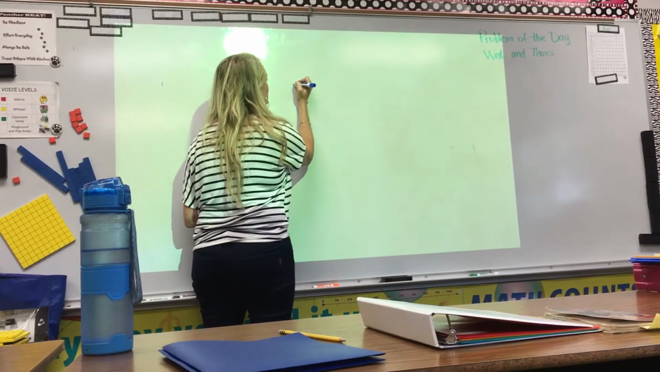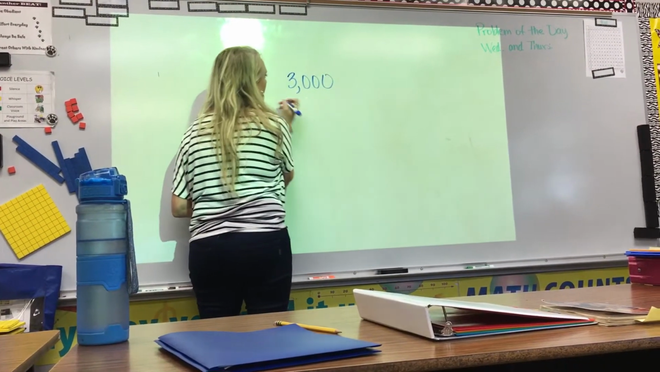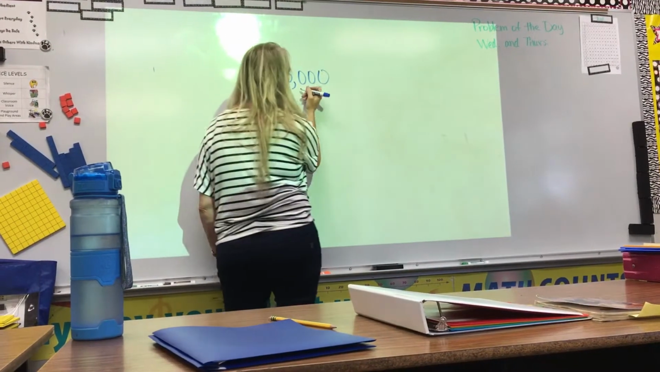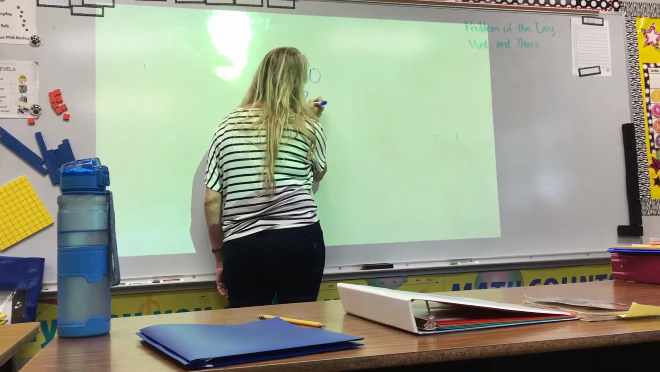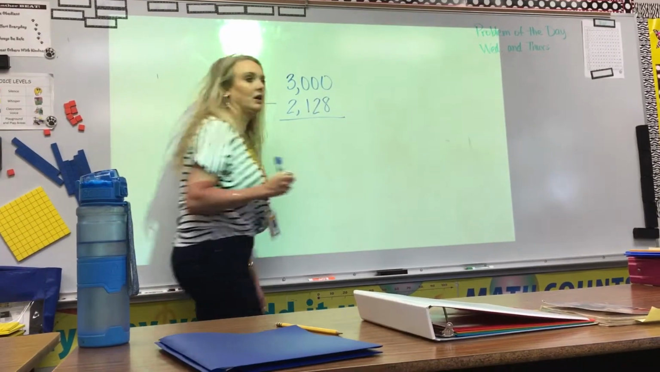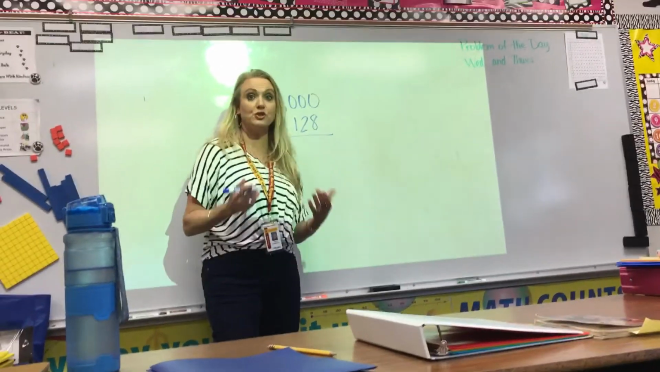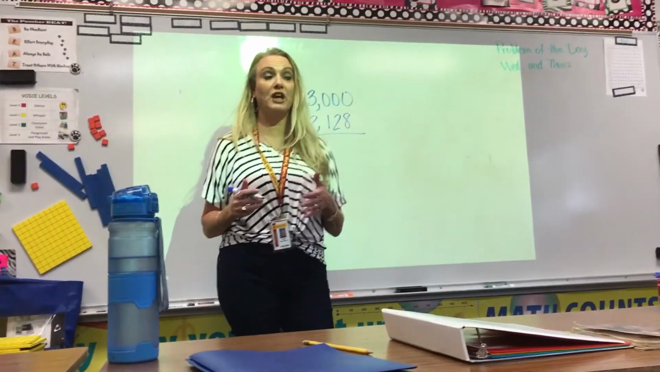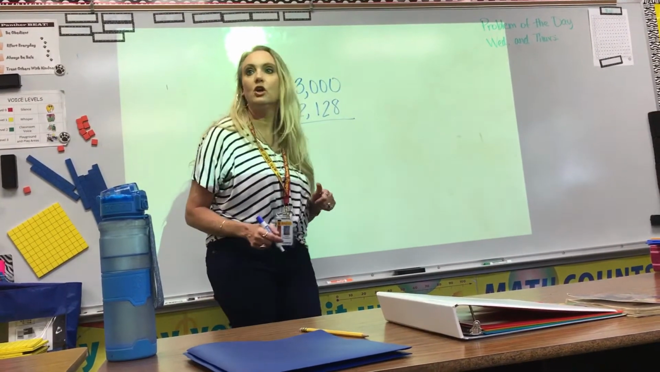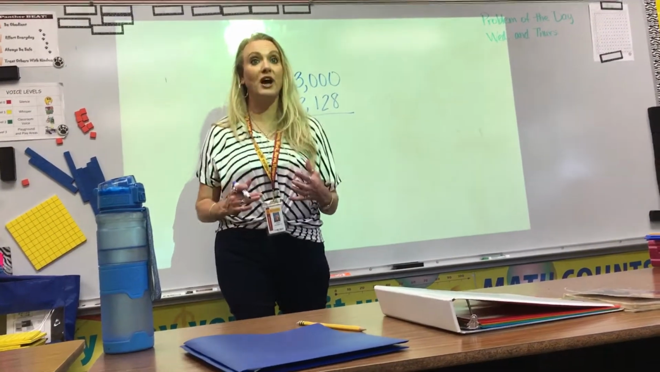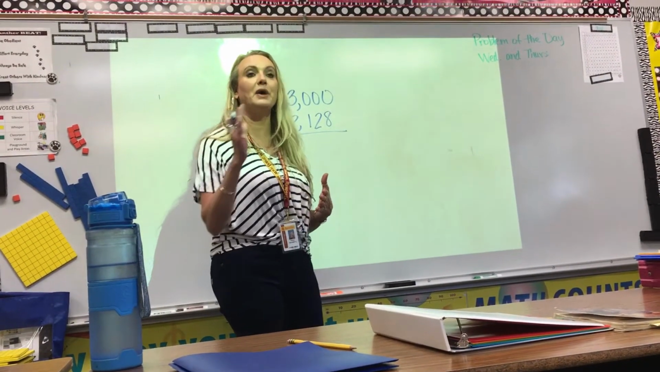So I'm going to do 3,000 minus 2,128. Okay? So what do we do when we have zeros? We do the same thing. We just have to be super careful. Some kids like to jump all the way here and start borrowing. We don't do that. In subtraction, just like every other math problem, we go step by step.